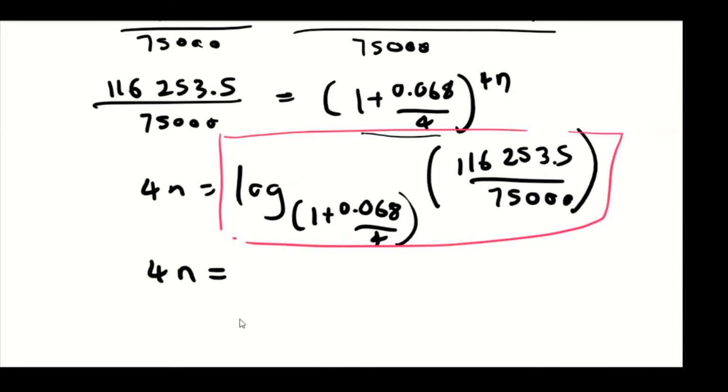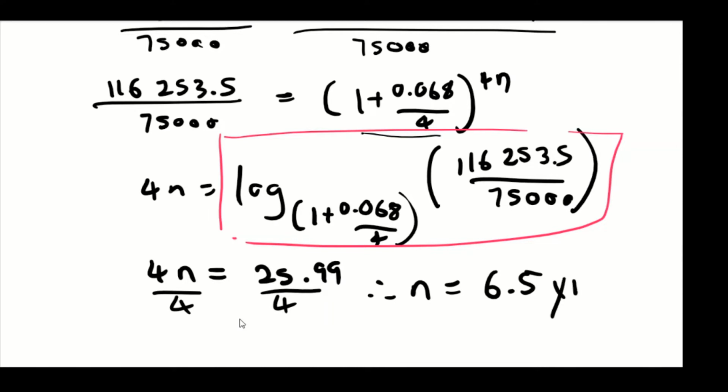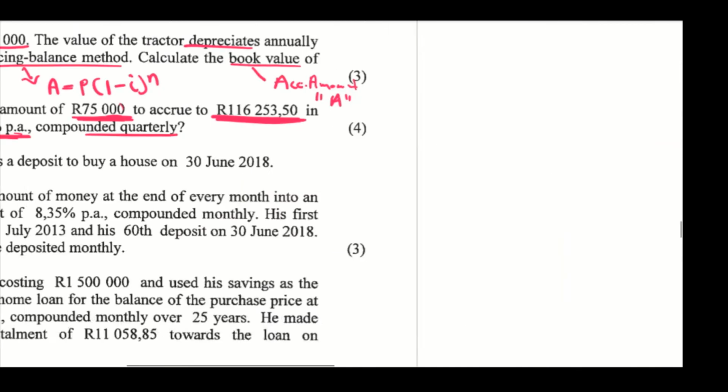So it's going to be 25.99, and then divide by 4 both sides. You should get the n value being equal to 6.5 years, right? So this is the answer for this question here.